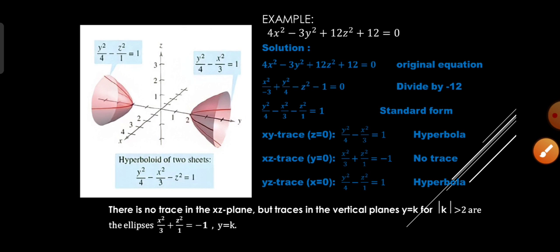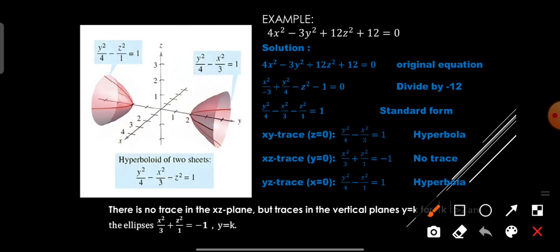The xz trace, or y is equal to 0, is x squared over 3 plus z squared over 1 is equal to negative 1. There is no trace in the xz plane, y is equal to 0. There are no traces.